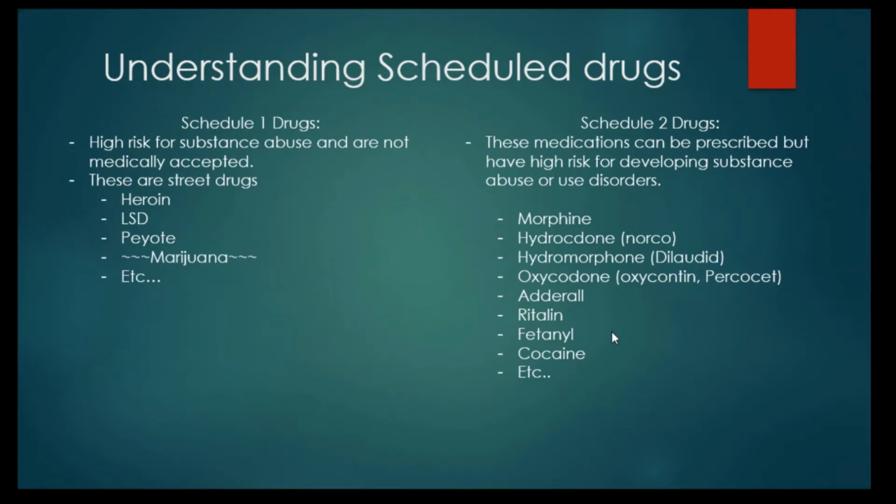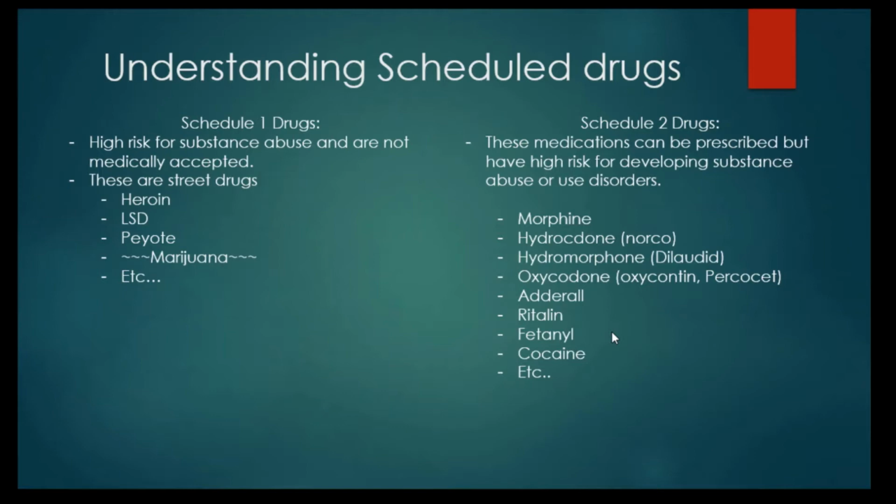So Schedule 1 drugs are going to be drugs that cannot be prescribed. These are going to be like street drugs, heroin, LSD, peyote. And I put marks around the marijuana just because I believe that this is going to be the one that will be changed eventually. There is a synthetic form that is a Schedule 2 drug and is used for, I believe, nausea in cancer patients.